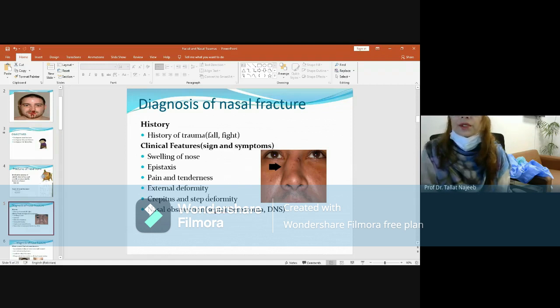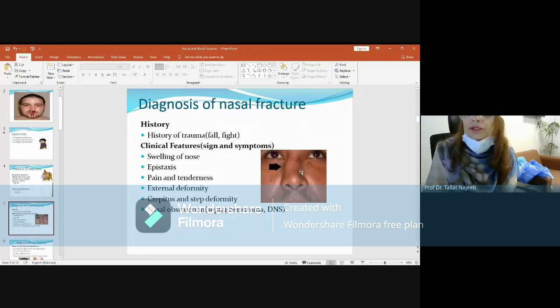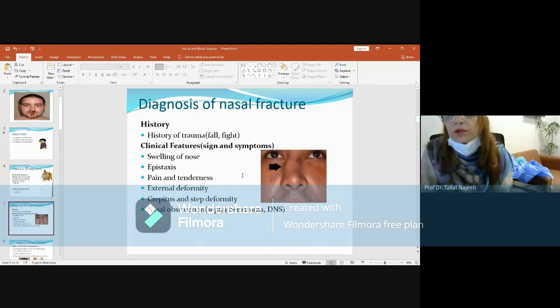So how will you diagnose a nasal fracture? You will see the patient. There will be obvious external deformity if it is a displaced fracture. If the fracture is not displaced, there will not be any disfigurement, only pain and tenderness. When you touch these nasal bones, they will be tender to touch. There will be swelling. If the patient comes to you after 1 to 2 hours, there will be swelling of the nose. There may be epistaxis if there is some internal tear to the mucosa.